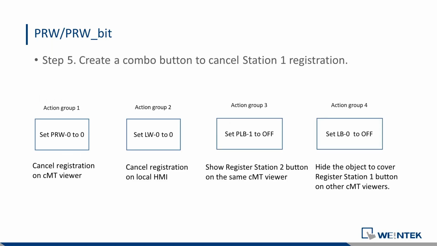All right, so step 5 is that we're going to create another combo button so we can cancel station 1's registration. The action group is pretty similar to our first combo button to register station 1, except that the values will be different. We're going to restore PRW to 0, set LW0 to 0, and turn off PLB0 and LB0. So the values will be opposite from our first combo button. The third combo button is basically going to cancel station 1's registration.